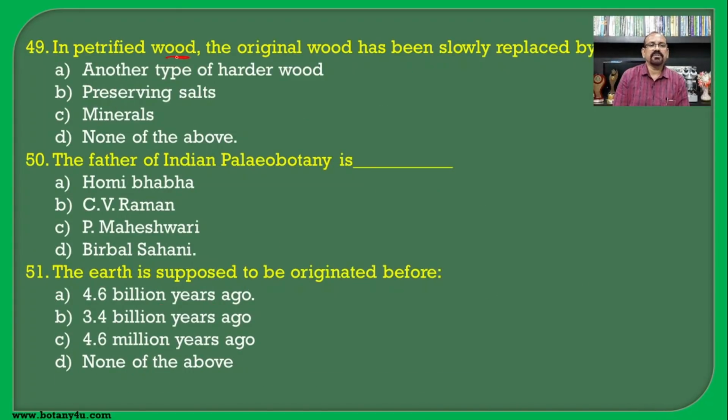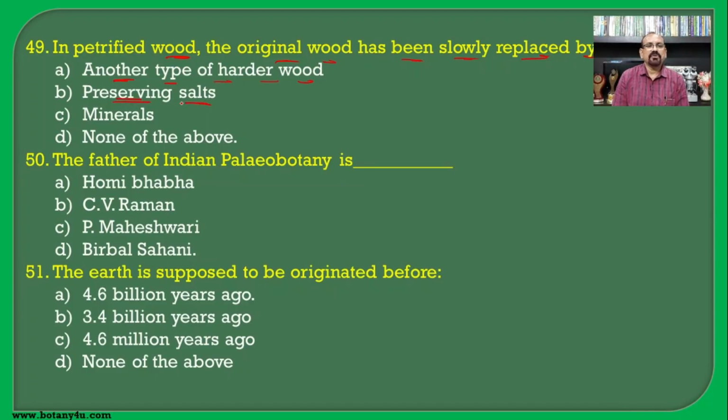In petrified wood, the original wood has been slowly replaced by, if you see the cell content of that fossil, then it is replaced with different minerals. So "another type of harder wood" is wrong, because it is present in the form of a fossil, that is, rock.